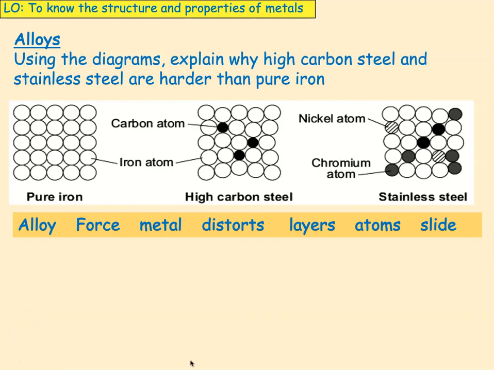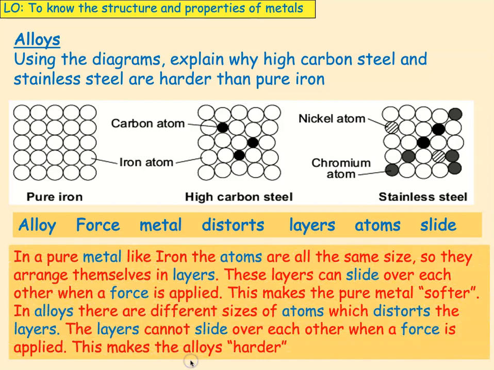Okay, so let's go through that answer. In a pure metal like iron, the atoms are all the same size, so they arrange themselves in layers. These layers can slide over each other when a force is applied. This makes the pure metal softer. In alloys, there are different sizes of atoms, which distort the layers. The layers cannot slide over each other when a force is applied, and this makes the alloys harder. So hopefully you were successful with that.